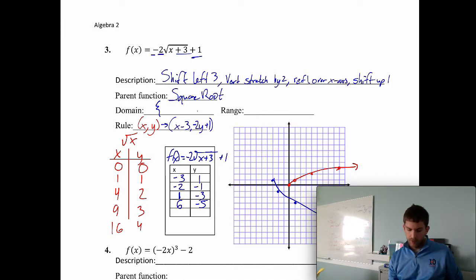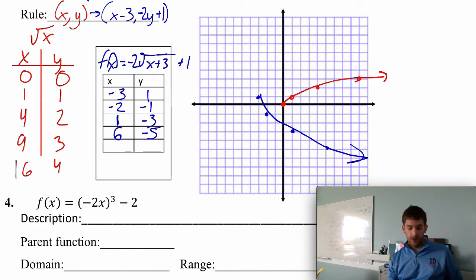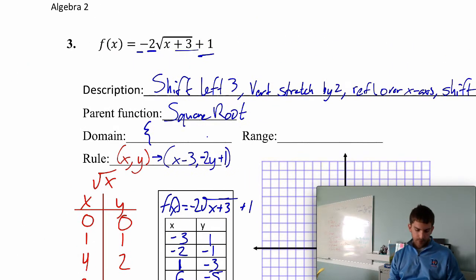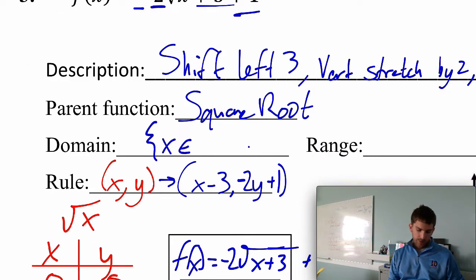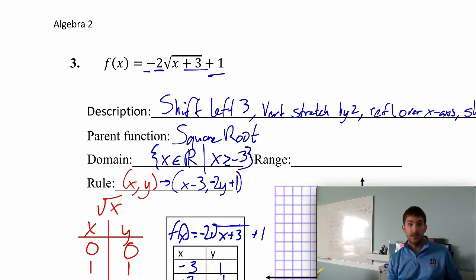Let me go over to that graph and zoom in a little bit. The starting point of that graph is over here at -3, and it doesn't go any further to the left of that. So we're going to say our x's are elements of the reals as long as x is greater than or equal to -3. You are not able to plug in any value less than -3 in here.